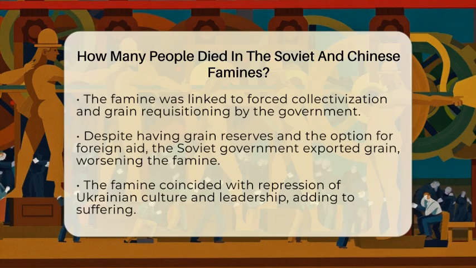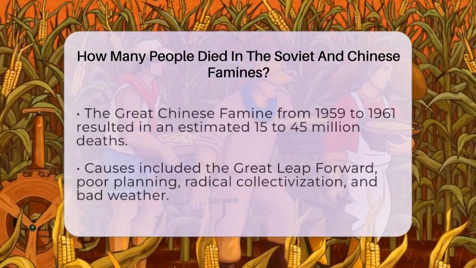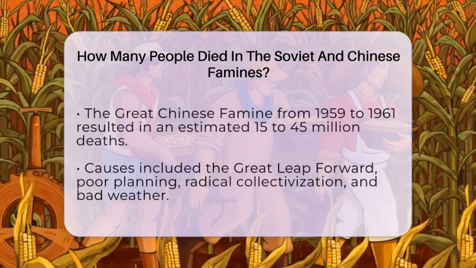Moving to China, the most devastating famine was the Great Chinese Famine from 1959 to 1961. Estimates of deaths vary widely, but most sources agree between 15 million and 45 million people died. This famine was caused by the Great Leap Forward, a government campaign to rapidly modernize agriculture and industry.